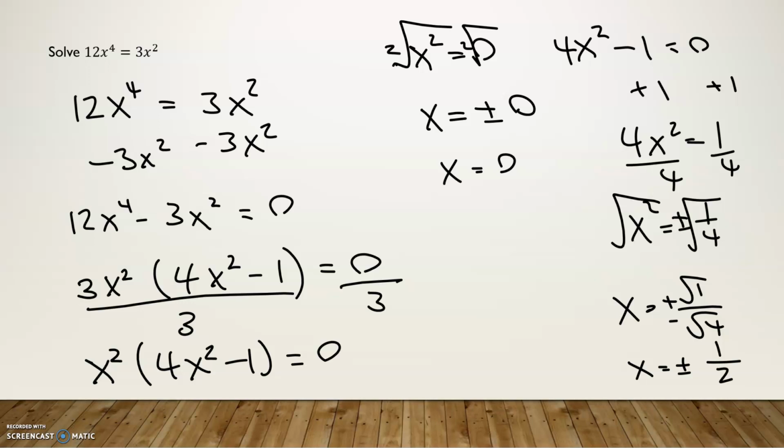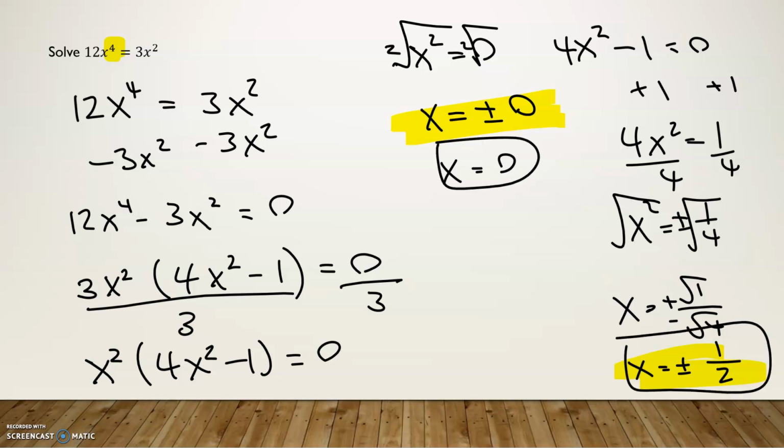Okay, now notice my highest degree was 4. Now because of the 0, we kind of lost one. Otherwise we would have had a plus or a minus 0, but since 0 is neutral, we just had 0. Okay, and then I have a positive 1/2 and then a negative 1/2. So that would have given me 4 answers. But our final answer would be 0, 1/2, and negative 1/2 for this one.